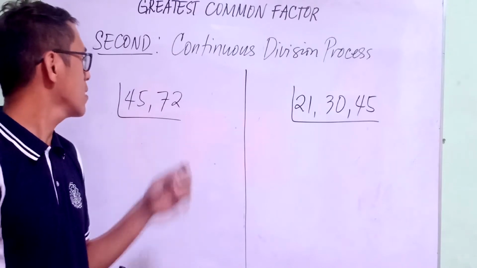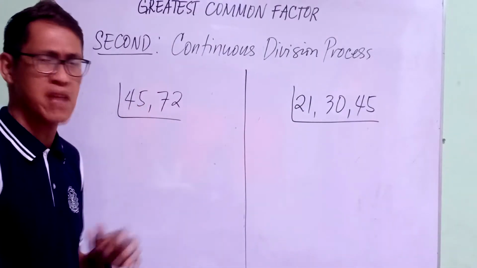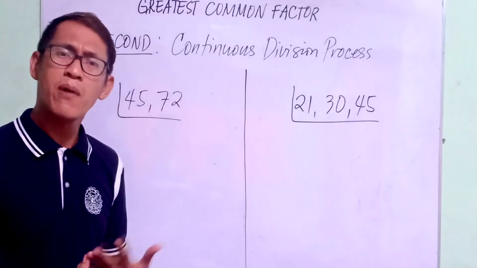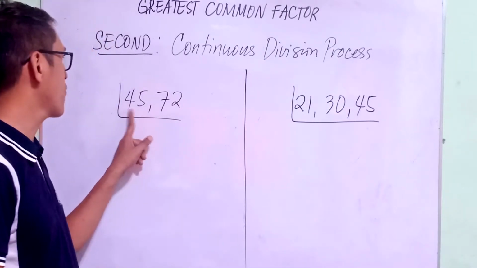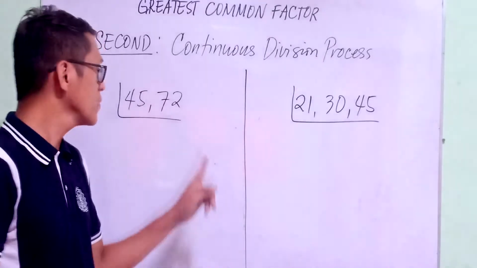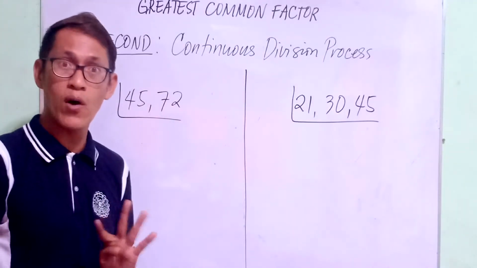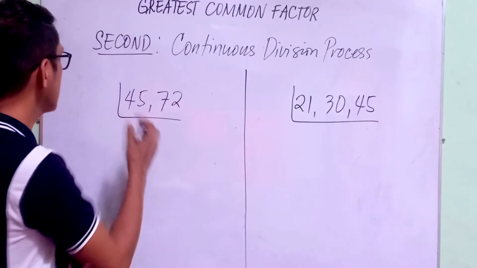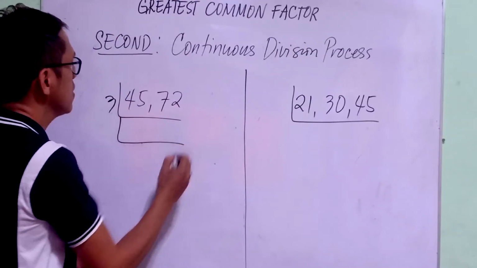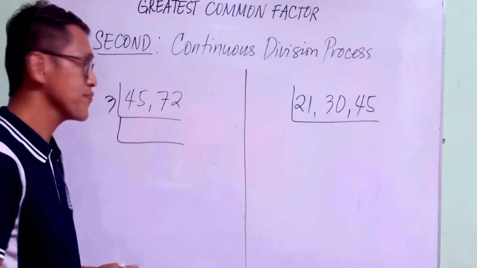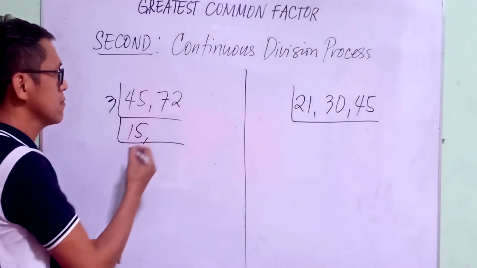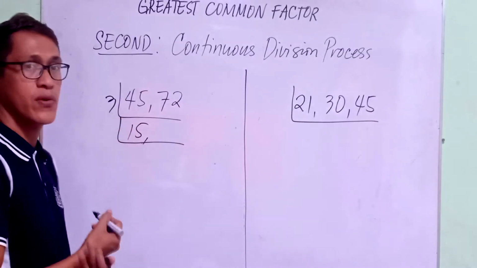45 is not divisible by 2 because it's not even, right? What about 3? If you add the digits, 4 plus 5, that's 9. 7 plus 2 is 9. Both are divisible by 3, meaning you can divide them by 3. Let's divide them by 3. If you divide them by 3, 45 divided by 3 is 15. 72 divided by 3 is what?